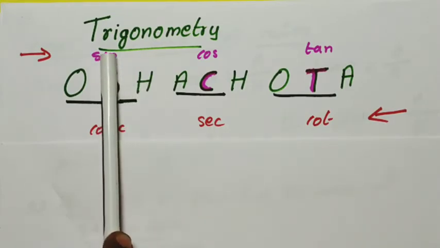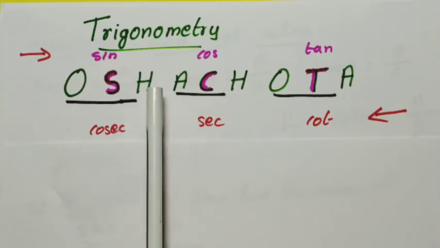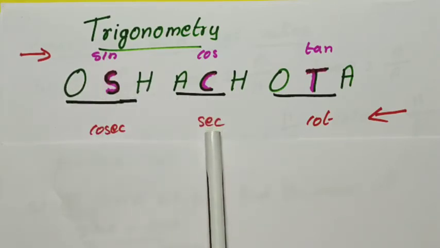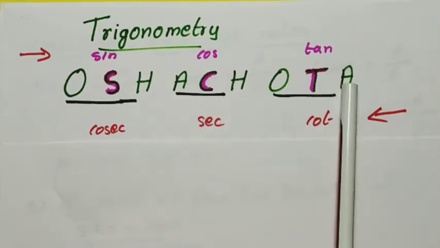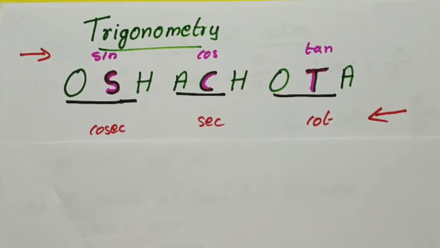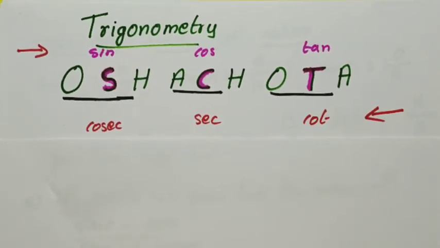So sine theta is opposite side upon hypotenuse. Cosec theta is hypotenuse upon opposite side. In the same way, sec theta is equal to hypotenuse upon adjacent side, and adjacent side upon opposite side is equal to cot theta. I know by now you are thorough with the trigonometric ratios. It is very useful for your higher studies also.